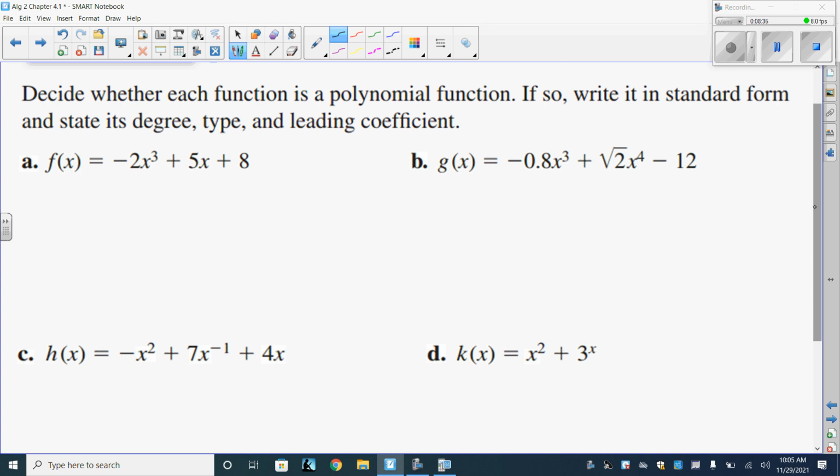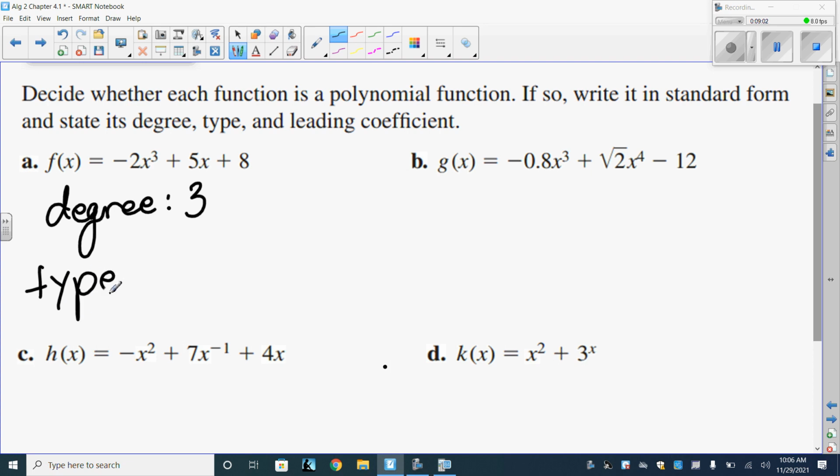If so, write in standard form. Is this in standard form? Yeah, so it's already in standard form. We don't have to change anything there. Now the degree would be 3, because when we talk about the degree, we're talking about the variable with the biggest exponent. Since the biggest exponent here is 3, the degree is 3.